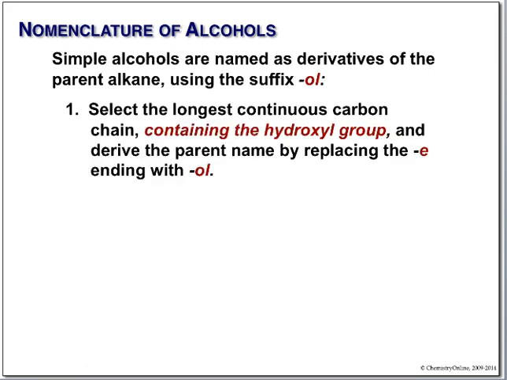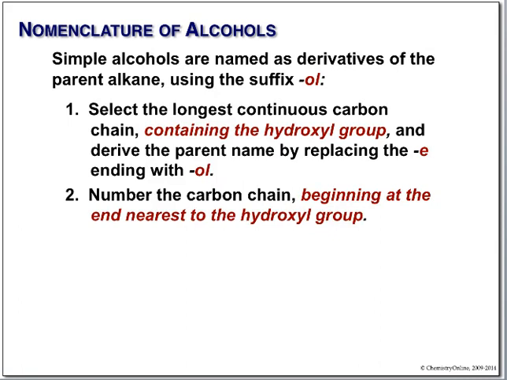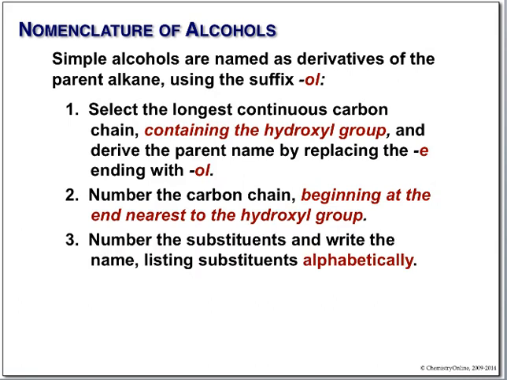For nomenclature, we're going to take the parent and put an -ol on the end. The alcohol is a high priority group. It will tend to be the last suffix in most names, at least the ones that we've done so far. We're going to number this at the end closest to the hydroxyl group, and we are going to number substituents alphabetically.